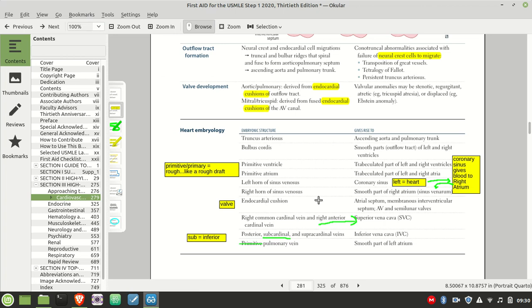What's next? Endocardial cushions. We already talked about here the endocardial cushions, how they make up all the valves: AV, semilunar valves, membranous interventricular septum, and how they form part of the atrial septum. So next I think about the common cardinal vein on the right. Well, on the right side, what do you have? Well, you have your venous circulation.